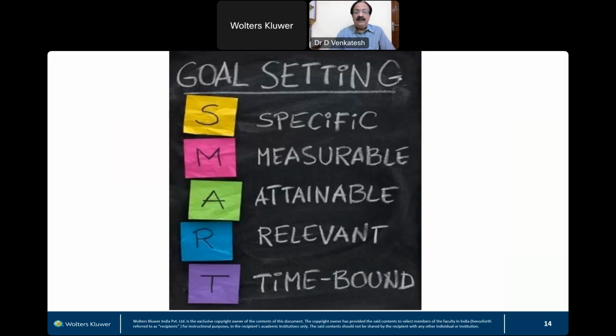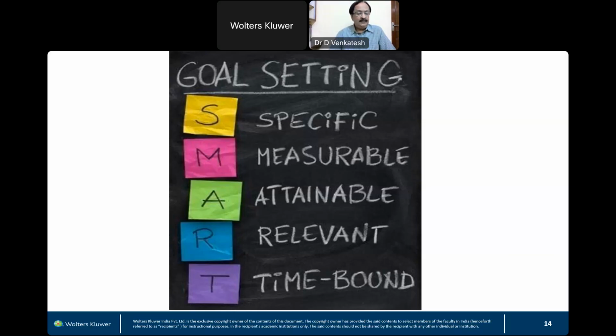Now, having defined the term goal, the goal should have these basic features. It should be a very specific goal, it should be a measurable goal, and it should be attainable, and it should be relevant, and it should be time bound.